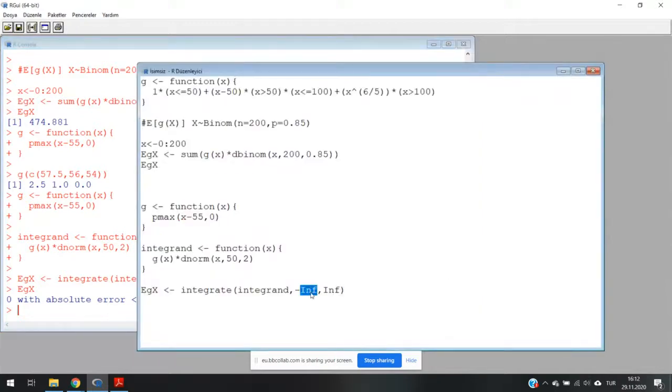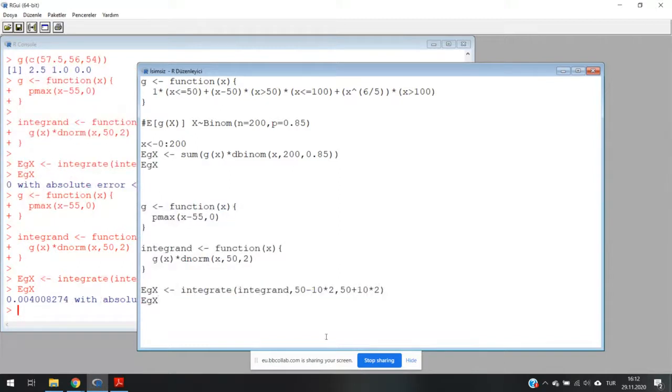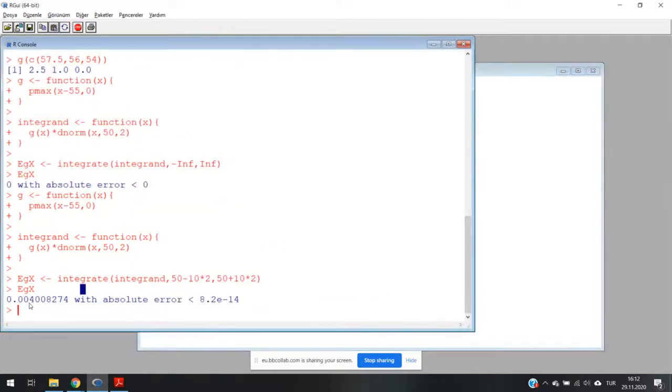Remember, what we have said is we are just going to integrate this function between 10 scale parameters away from the location parameter. So that is between 30 and 70 for this example. Now if you do that, and if you check the expected value, the expected value is 0.004, and the absolute error is so small. So this is basically how we are going to do it. The expected value here is very small.